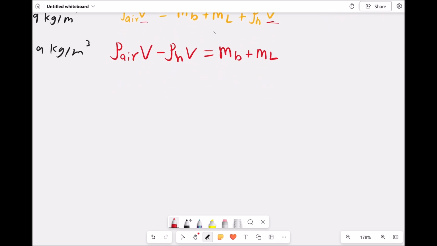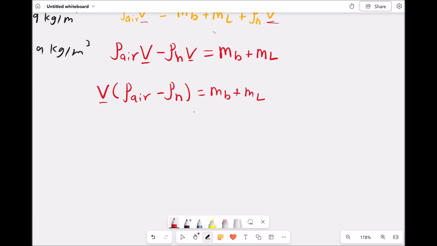Now, V is common in both of these, because it's the volume of the balloon. So we are going to take it as a common. So you'll say V, then you have density of air minus density of helium. And this is equal to mass of the balloon plus mass of the load.